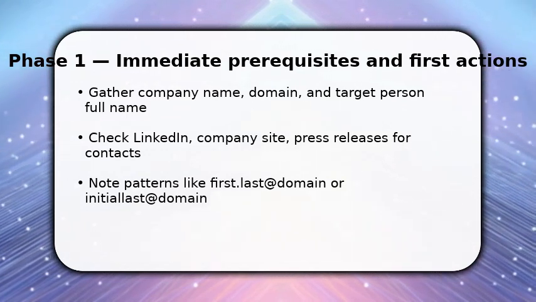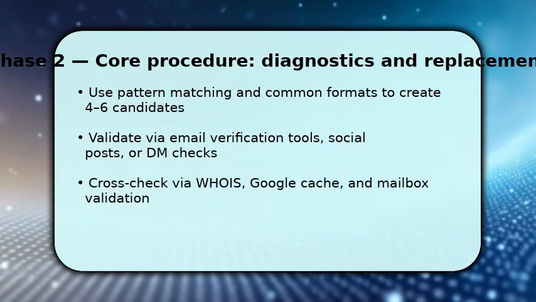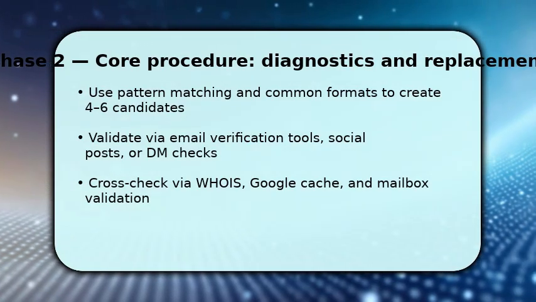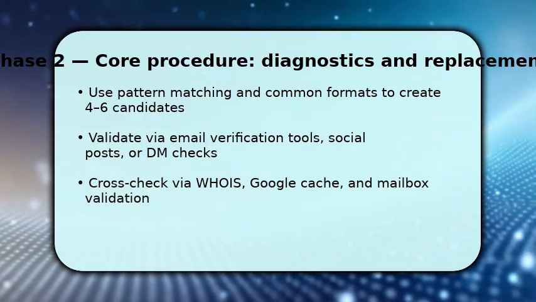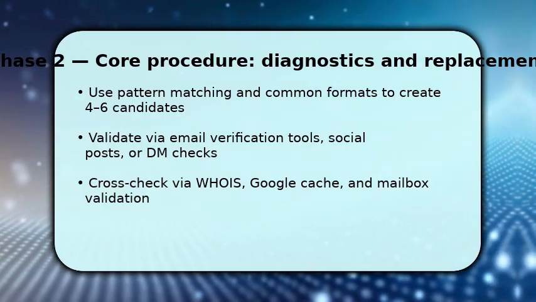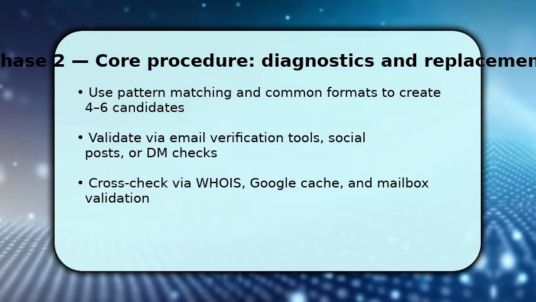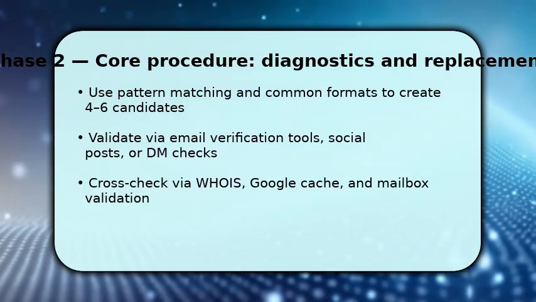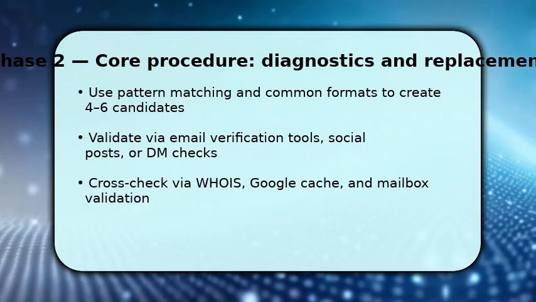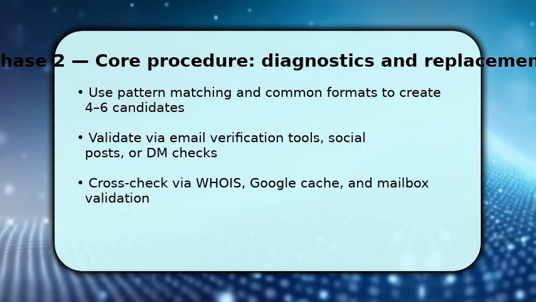For example, first.last at domain, F.last at domain, or first at domain. Then verify those candidates using email verification tools or SMTP checkers to see which one accepts mail. Also search Google and social posts for any plain text addresses. Sometimes press quotes show them.